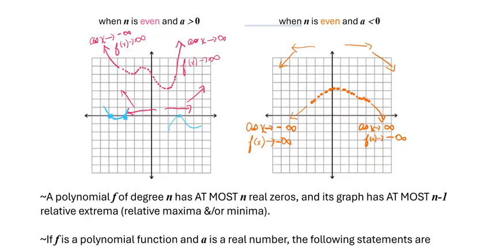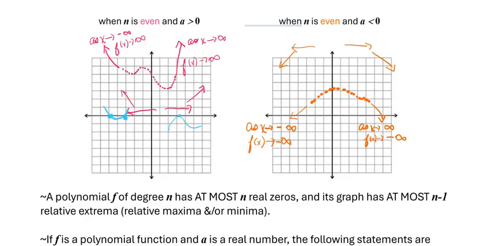So, if a polynomial has a degree of 4, then it's either going to cross or touch the x-axis at most 4 times. It could touch it once, it could cross it twice, it could cross and touch 3 times, or it could touch it 4 times or cross it 4 times. Or it could do like this pink one and not cross it at all. It doesn't have to have that many. That's just as many as it can have.